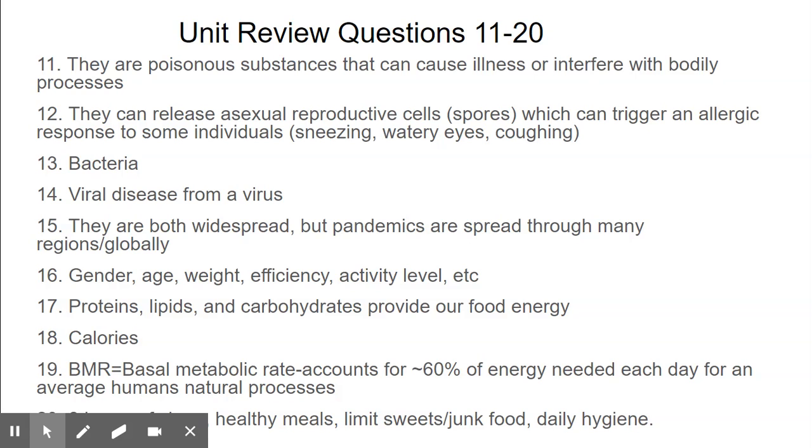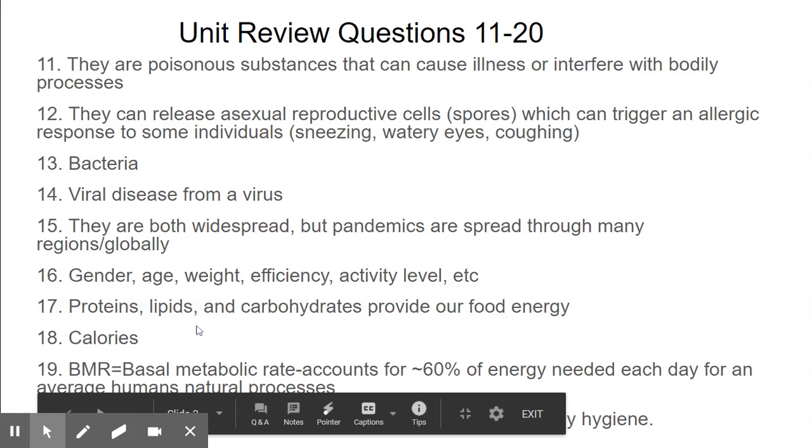Number 16, what variables may affect the amount of energy needed by a living organism? Well, things such as gender. Males tend to burn more calories than females. Age, younger humans burn more or need more calories than older humans. The weight of the person, how efficient is their metabolism, their activity level. Imagine the difference between an athlete training for the Olympics and a grandmother sitting in a rocking chair. The athlete is going to need a lot more energy.